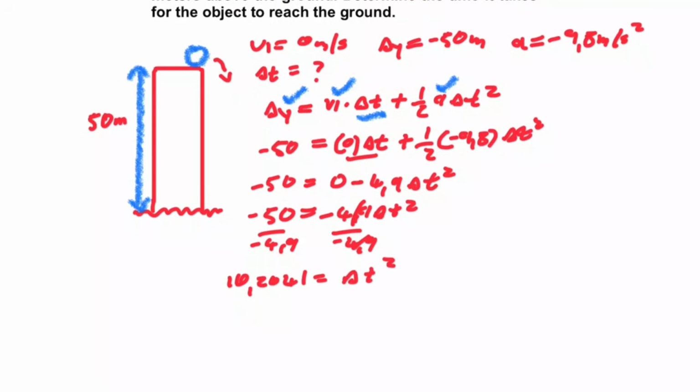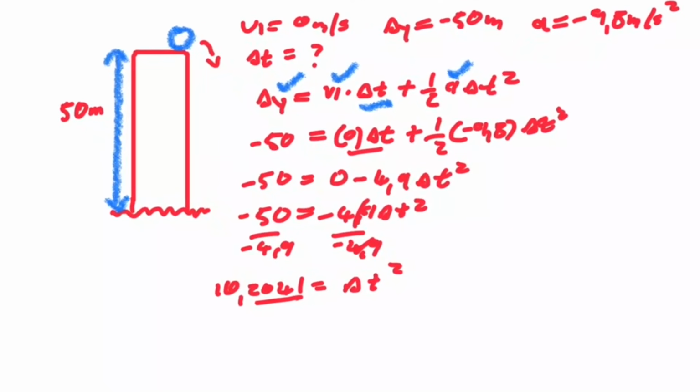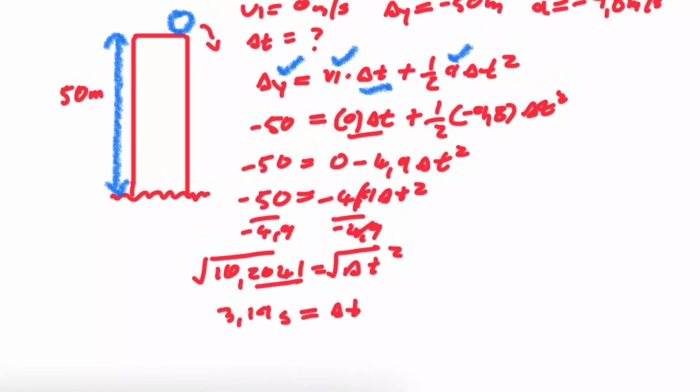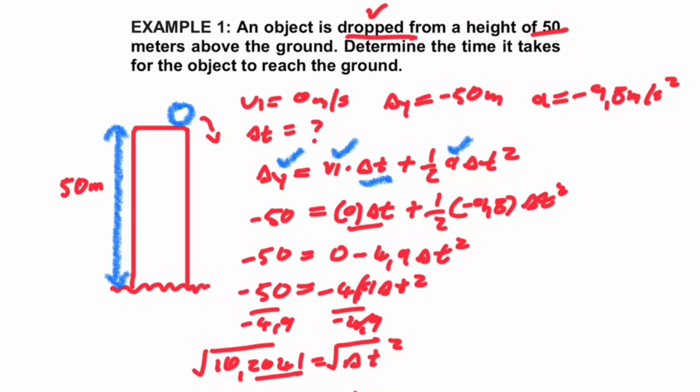So, on rounding off: before the final answer, you want to round off to 4 decimal places, okay? And then at the final answer, that is where you're going to round off to 2 decimal places. And then now we can take square roots on both sides. If I do that, I get 3.19 seconds equal to delta t. So it will take this object 3.19 seconds to strike the ground, or to reach the ground.